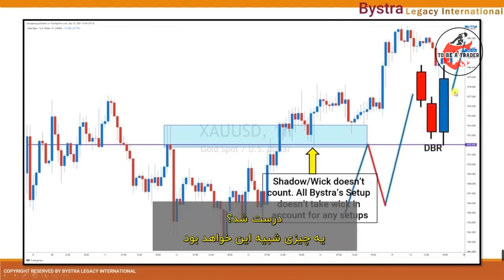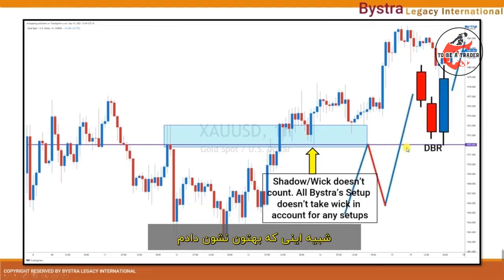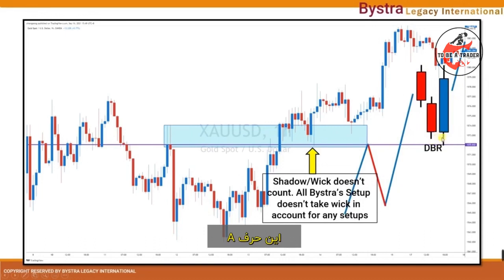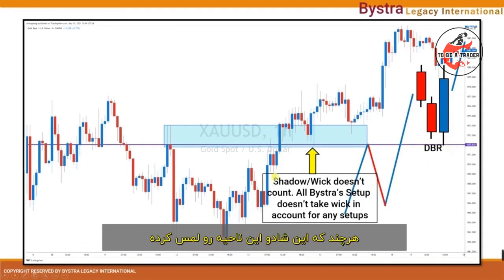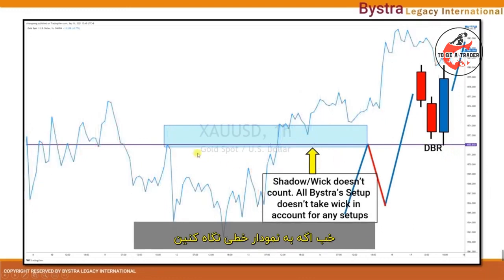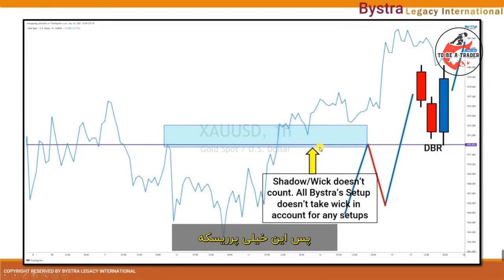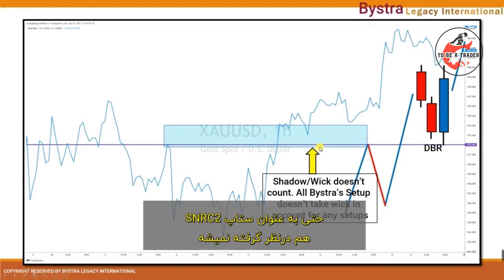Right, so this will look something like this, similar to what I showed you just now. Okay, the capital letter A is not aligned with the drop based rally. However, the shadow does touch this area. So if we look at the line chart, you see guys, this drop based rally is not even aligned here. It's not aligned together with this horizontal line. So this is very high risk. It's not even considered as a setup for SNRC2.